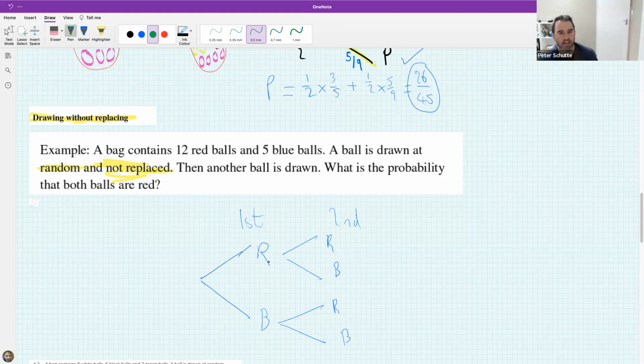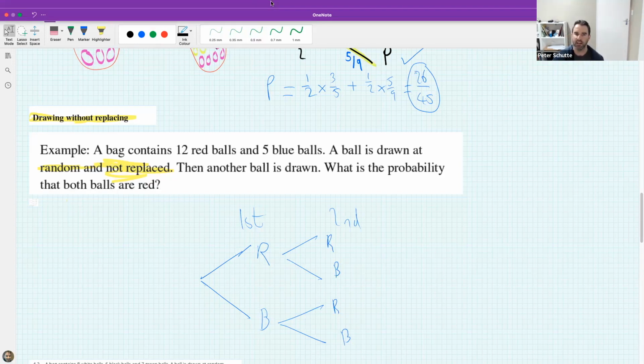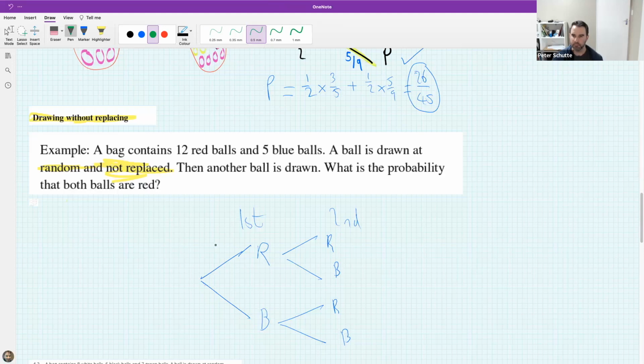What is the probability of getting a red on my first throw? What's that going to be? So I look here, 12 plus 5 is 17, so 12 out of 17. And the chances of getting blue are going to have to be 5 out of 17. Notice how together they add up to 1.